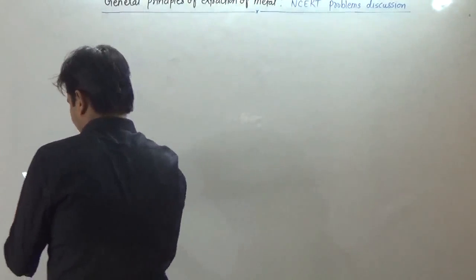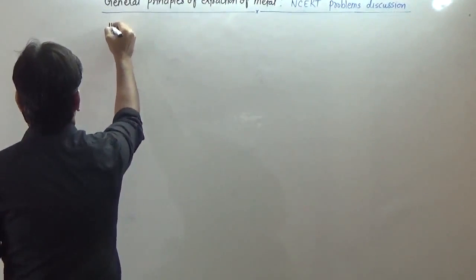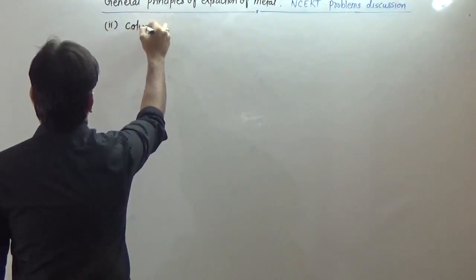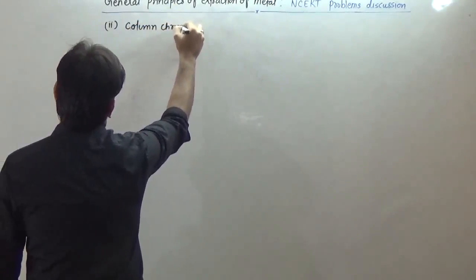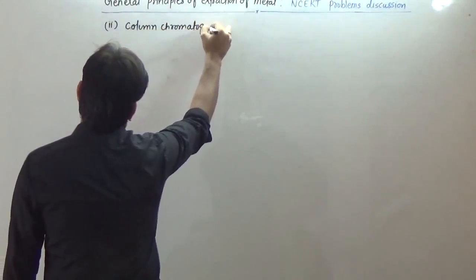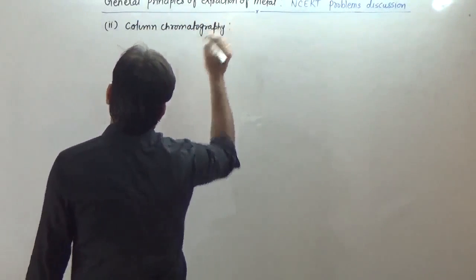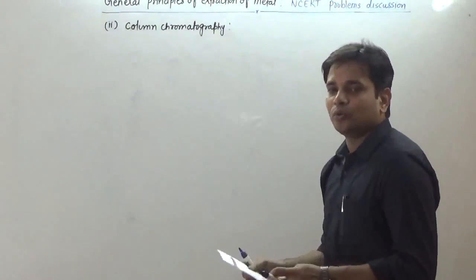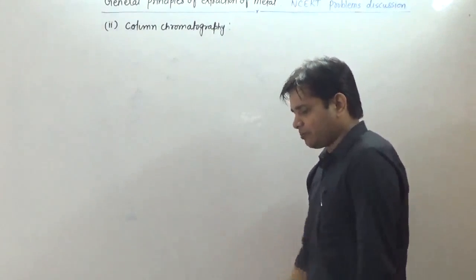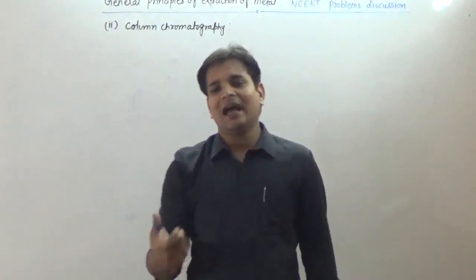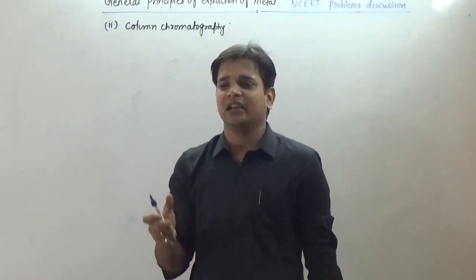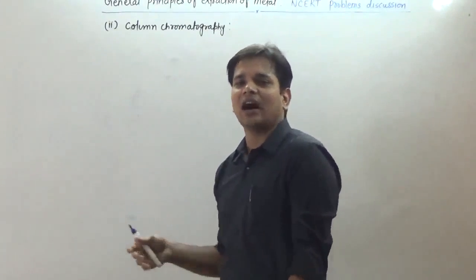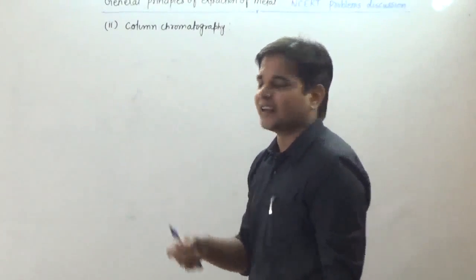The next point we have to explain is column chromatography. Column chromatography can be used to purify that type of metal which is present in very less amount, or where the impurities and metals are of similar reactivity.